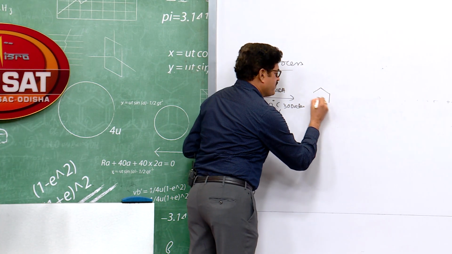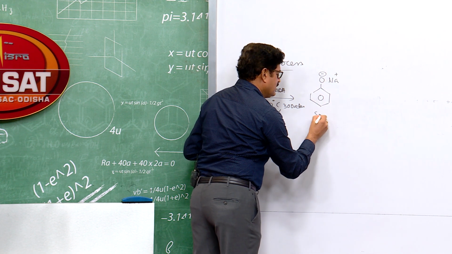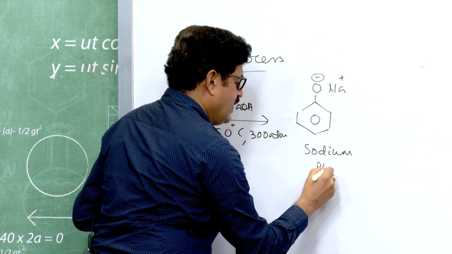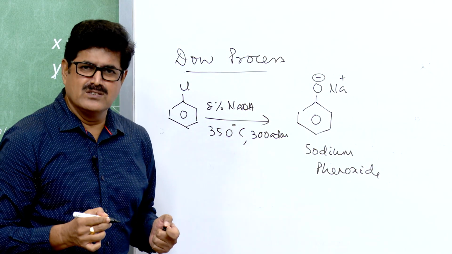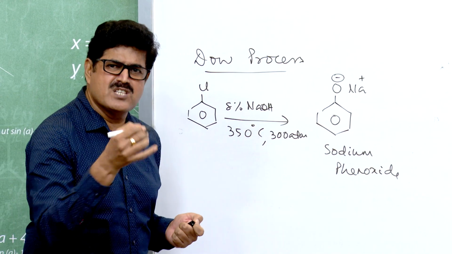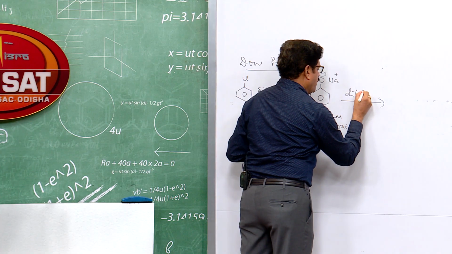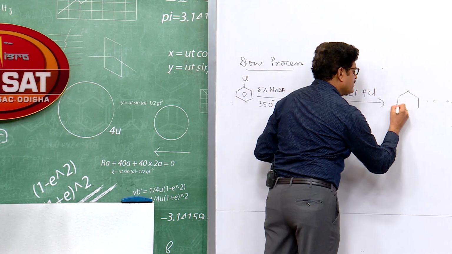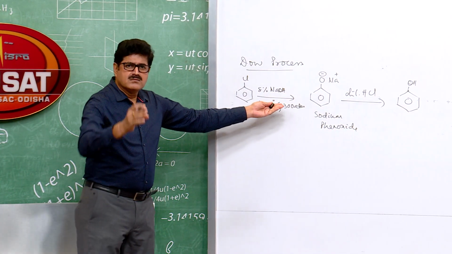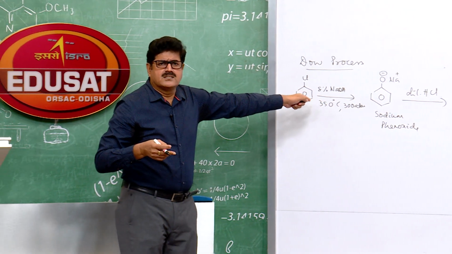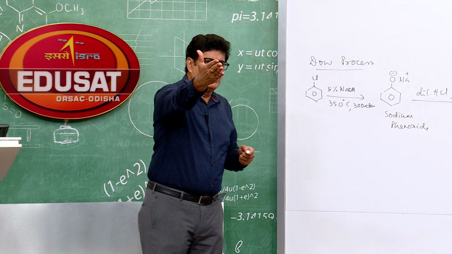So what does it give here? Sodium phenoxide. Sodium, Na plus, phenoxide, O minus. Sodium phenoxide, which upon acidification with dilute HCl gives phenol. This is Dow process. Now the question comes, why drastic conditions? You have already learnt this in haloarenes in the previous lecture.